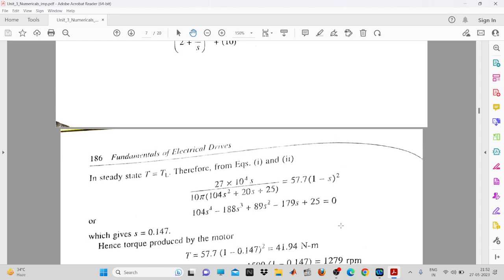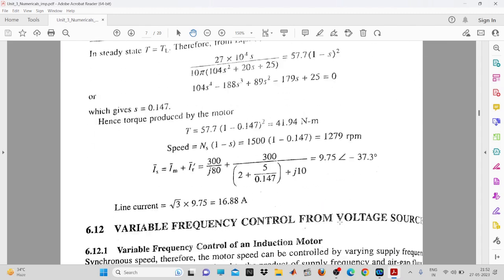I think that is s to the power 4. So for that you require the calculator. Initially that was V, now it is S, and the load torque is already in terms of the slip. So after doing all the simplification, you get this value, that is 41.4. And when you get the slip, similarly you can calculate the rotor speed. And Is will be equal to Im plus IR dash.